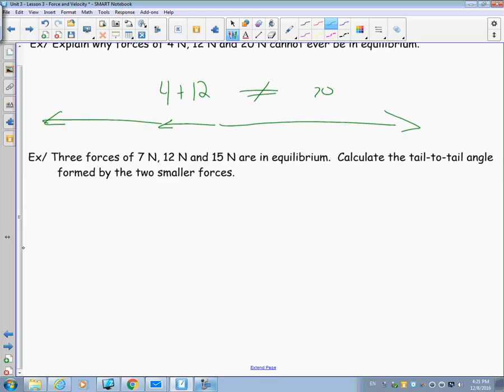But if I look at the next one, 3 forces of 7, 12, and 15, they could be in equilibrium because 7 and 12 is bigger than 15. 12 and 15 are bigger than 7. And 7 and 15 are bigger than 12. Any combination will be at least as big as the third one.